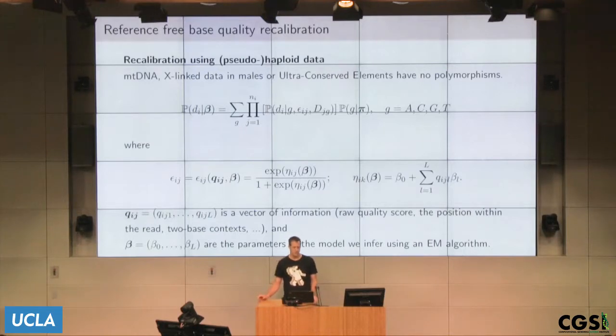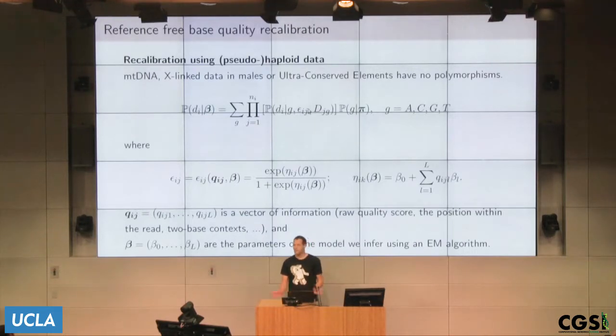And this is what we did. The way to do this ends up with an almost exactly identical equation, where we have the probability of observing the data given some genotype and some error model, and the probability of the genotype given some distribution. Here it's pseudohaploid, so I just use the distribution of bases in the genome. And this epsilon here is what I want to learn. Okay? And again, I can use an EM algorithm to do that.